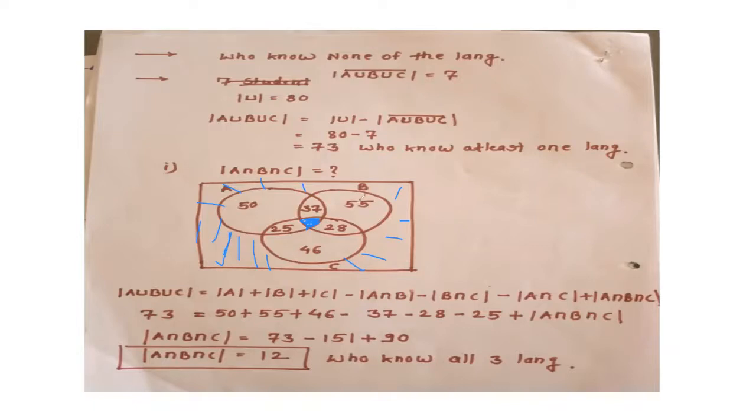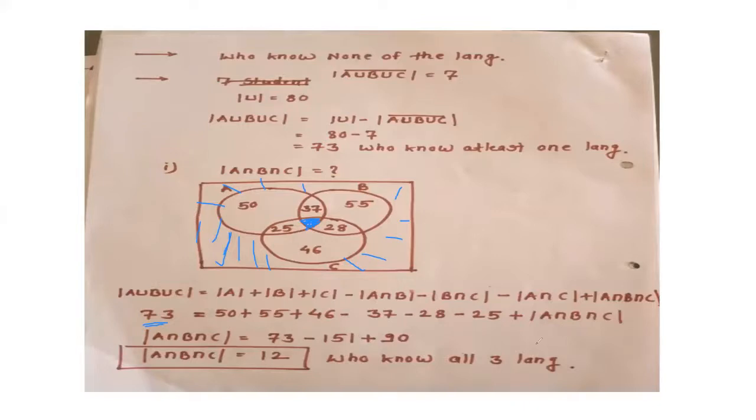Here, as per the principle of inclusion exclusion theorem, for 3 sets, A union B union C is equal to A plus B plus C minus A intersection B minus B intersection C minus A intersection C plus A intersection B intersection C. Now write down the values of all the variables. A union B union C is equal to 73. So 73 equals 50 plus 55 plus 46 minus 37 minus 28 minus 25.